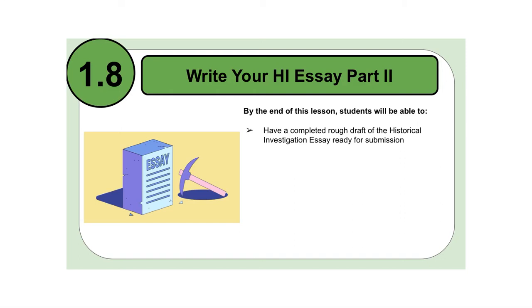Hello everyone and welcome to lesson 1.8 in our historical investigation unit. Today's lesson is writing your historical investigation part 2. So basically you're just going to continue writing your historical investigation. By the end of our lesson, students will be able to have a completed rough draft of the historical investigation essay ready for submission by the end of this class today.